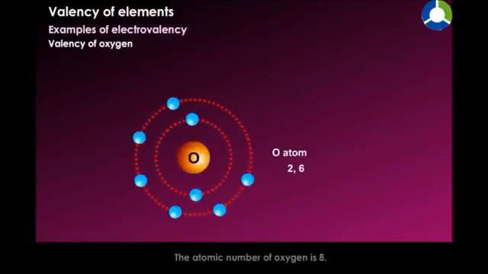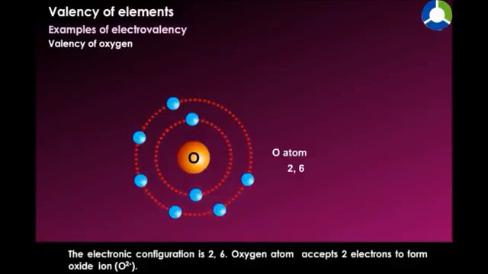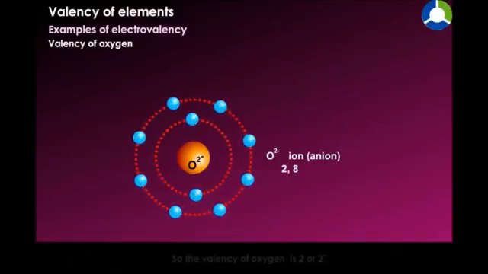Valency of oxygen. The atomic number of oxygen is 8. The electronic configuration is 2, 6. Oxygen atom accepts 2 electrons to form oxide ion, O2-. So, the valency of oxygen is 2 or 2 negative.